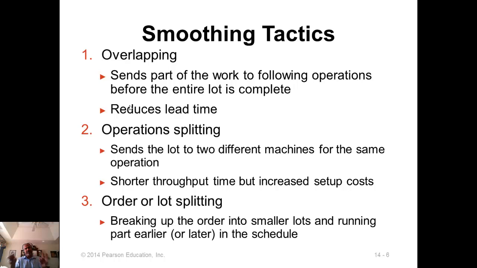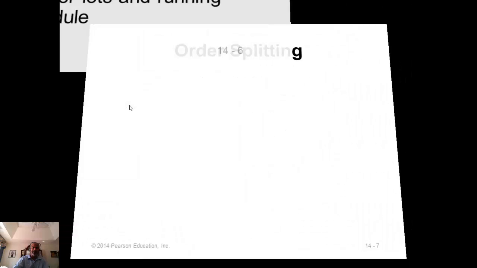But of course this increases the cost, because if you run it in one machine, you will have only one setup. Now you have two machines, you have more setups, so setup cost goes up. Now order splitting or lot splitting is to split the lot. If you have 100 units as the batch size, instead of running a 100 unit batch, you run a 25 unit batch 4 times. So you make the order size smaller, breaking up the order into smaller lots and running the parts earlier or later as scheduled. You do this for dealing with capacity problems.